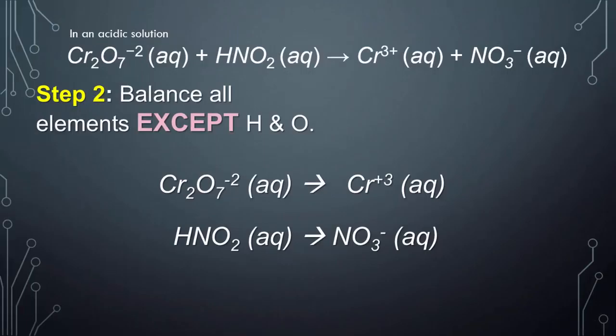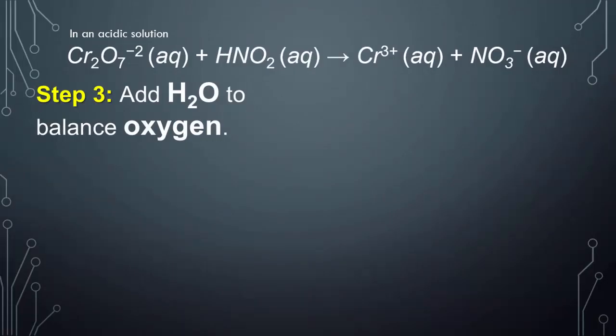The second thing is you have to balance out all of the elements except for hydrogens or oxygens. So if you look across the first row, you'll notice we have to put a 2 here. You have to have 2 moles of our chromium ions. However, in the bottom row, we don't have to change anything because we have the same amount of nitrogens on both sides.